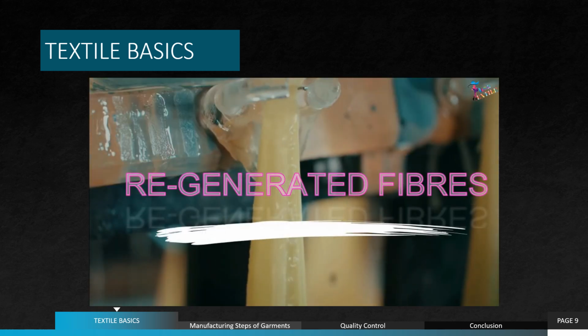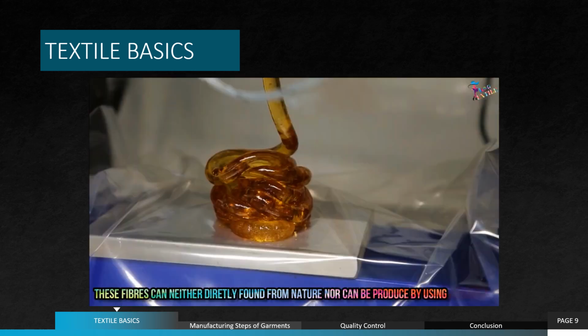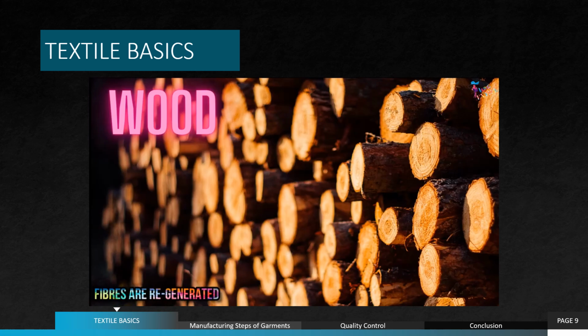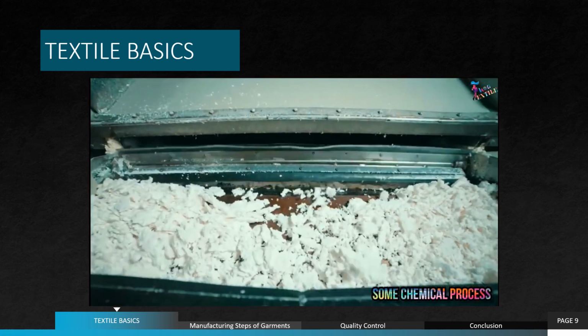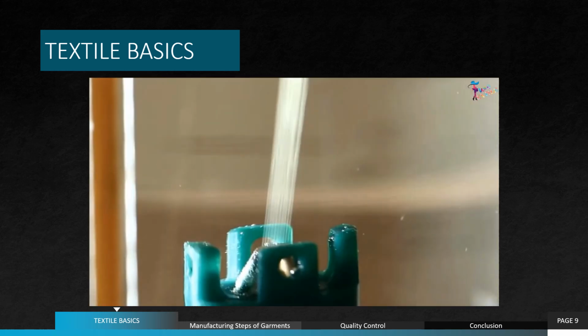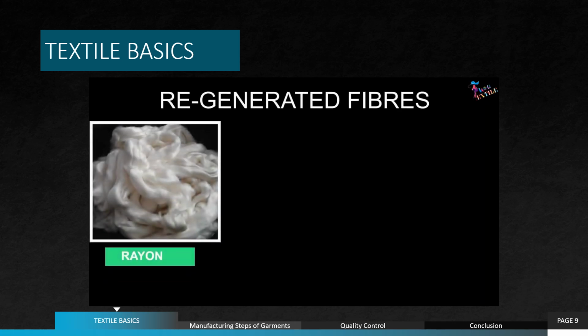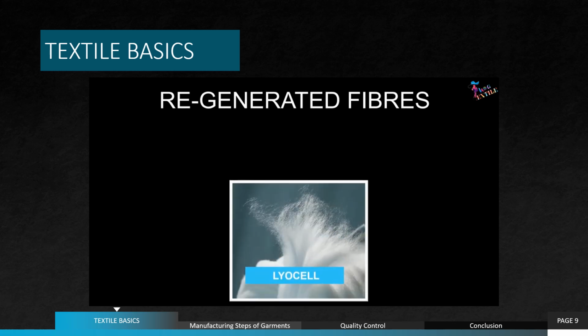Regenerated fibers. These fibers can neither be directly found from nature nor be produced by using chemicals alone. These fibers are regenerated from natural material using some chemical process. Monomers are obtained by treating natural material with chemicals. Some common examples are rayon, bamboo fibers, modal, lyocell, etc.